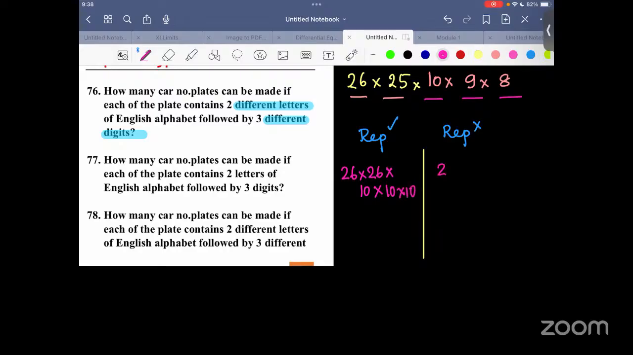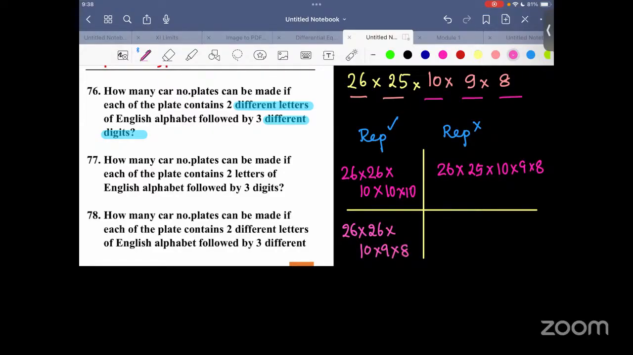अगर रिपीटेशन is not allowed तो 26 into 25 into 10 into 9 into 8। और दो केसेस भी हो सकते हैं। If repetition is allowed in English alphabet but distinct in case of digits, it will be this. If repetition is not allowed in English alphabet, that will be 26 into 25, and repetition is allowed in digits. Is it clear to everyone?